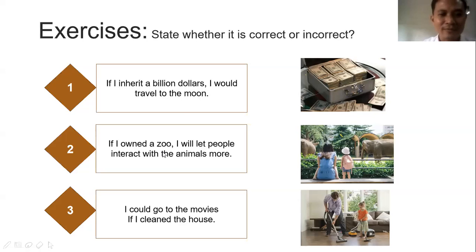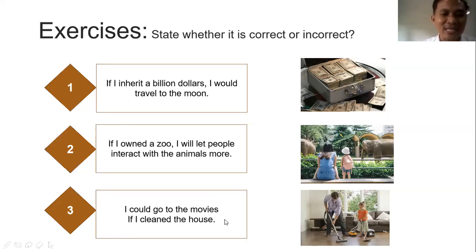Right, number 2. Is it correct or incorrect? Incorrect, sir. What is wrong? "Will", sir. Okay, very good, that's right. If I own a zoo, kalau saya memiliki zoo, zoo itu kebun binatang. That's right. The correct one is: I would let people. Yes, that's right. Very good.